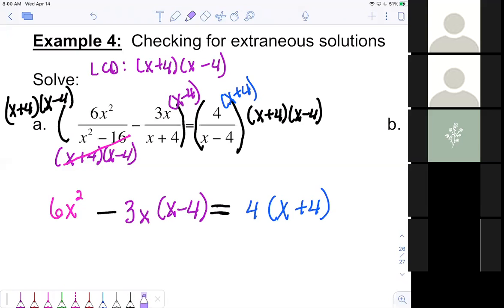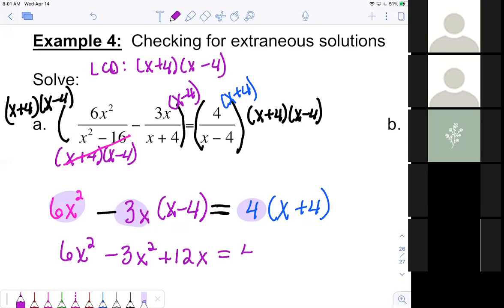So I kept the original equation. Here's the original parts. And then those original parts were multiplied by whatever was missing from the least common denominator. Make sure you're noticing it's a minus 3x. So be really careful. All right, Jaden, when you distribute, what do you get when you distribute through? You would get negative 3x squared plus 12x, and then equals 4x plus 16. Nice job. Good.